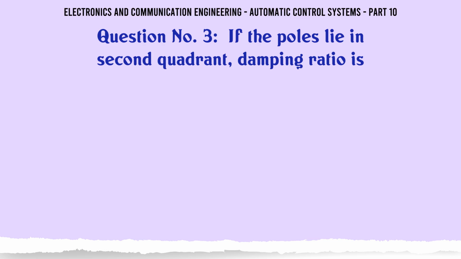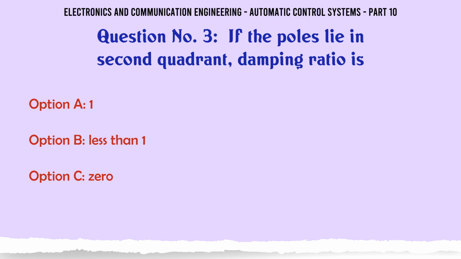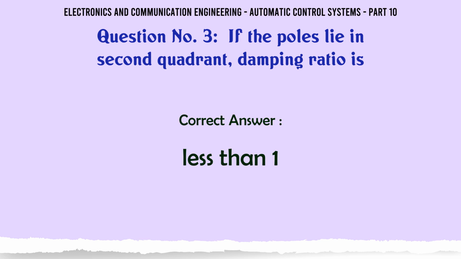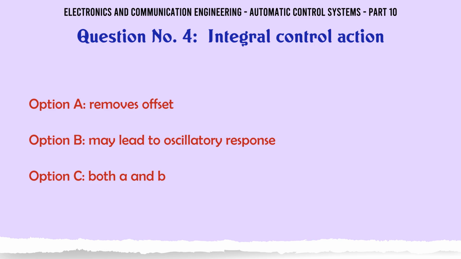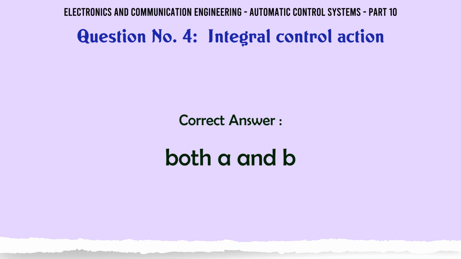If the poles lie in the second quadrant, damping ratio is A 1, B less than 1, C 0, D more than 1. The correct answer is less than 1. Integral control action: A removes offset, B may lead to oscillatory response, C both A and B, D neither A nor B. The correct answer is both A and B.